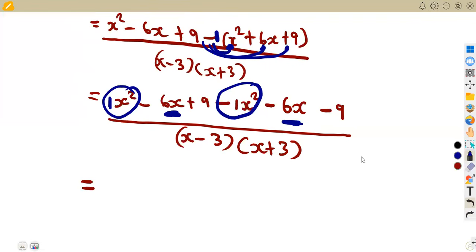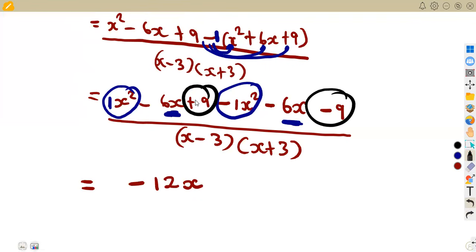So this will give us a minus 12, minus 6 minus 6, guys. Even from our calculator, we can simplify. That will be minus 12x. On the numbers, 9 minus 9. So this will cancel, 9 minus 9. That is going to give us what? A 0. So it means there's nothing that we are left with there. It's just going to be minus 12x on top.